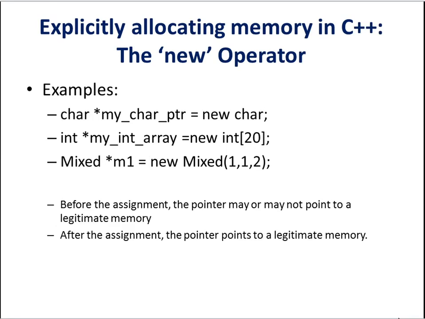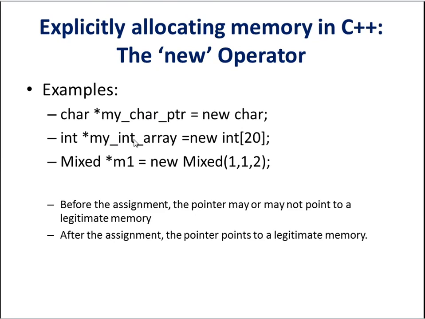Explicitly allocating memory in C++ through the new operator. These are some of the examples: char star my_char_ptr equal to new char. In this case, we are allocating the memory for a character, which returns a character type pointer, and assigns my_char_ptr to the address of this allocated character memory.